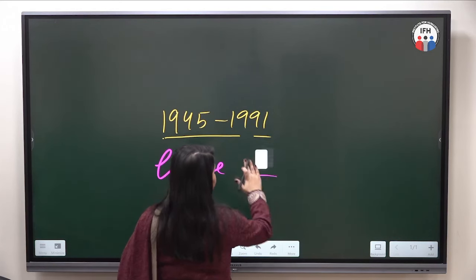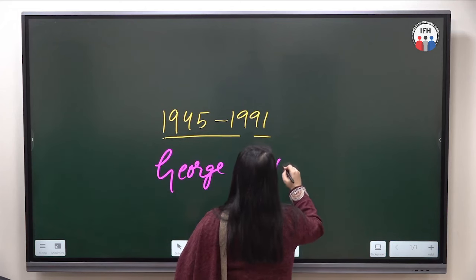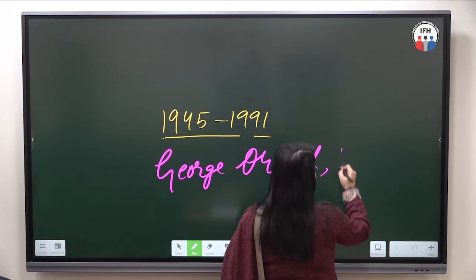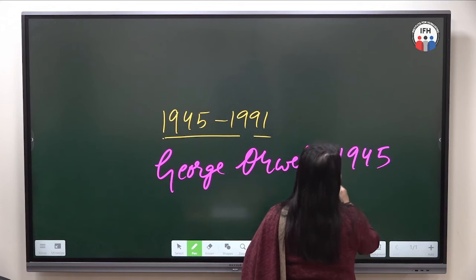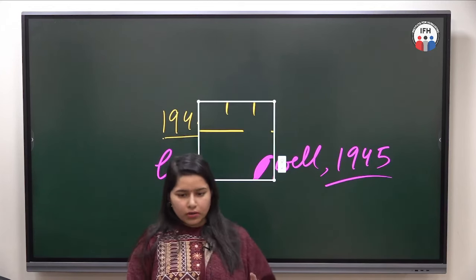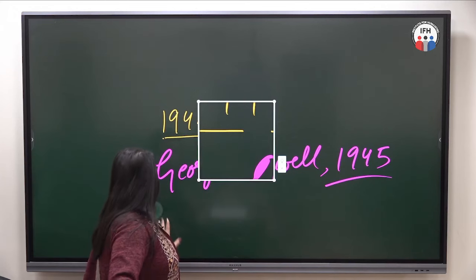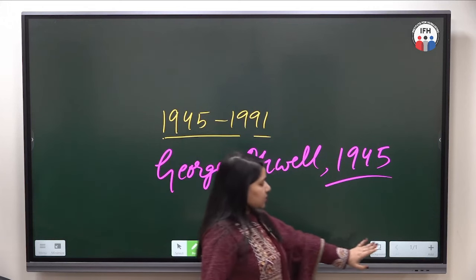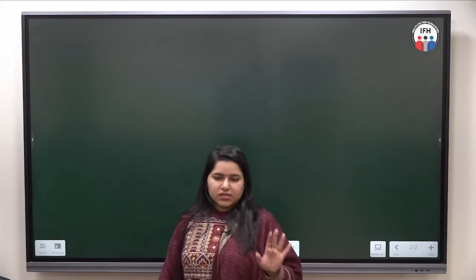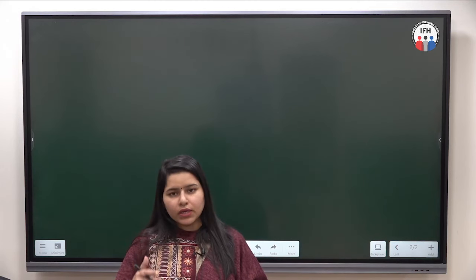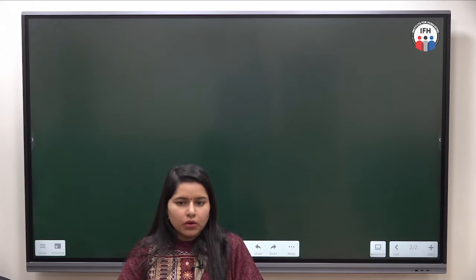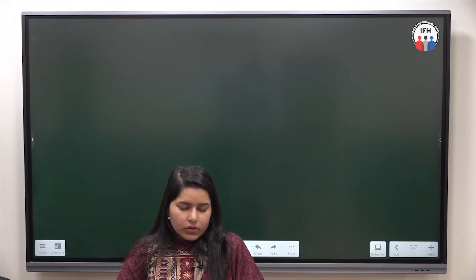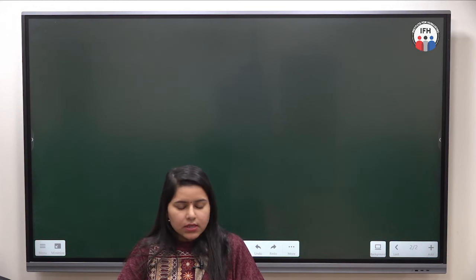George Orwell, who is an English writer, in 1945 coined the term Cold War, right? And as we have discussed, the Cold War has its genesis in the First World War itself, right? Although we believe that many of the immediate causes came after the Second World War, like the Potsdam Conference, then another one is the Iron Curtain.